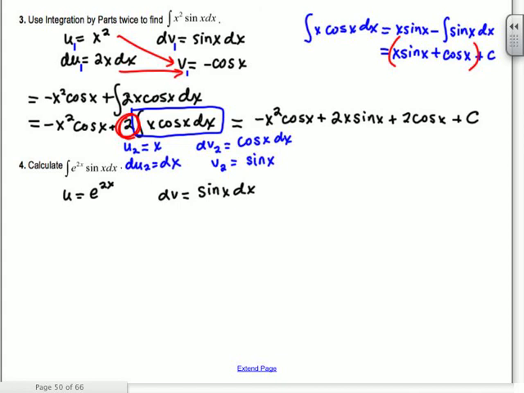And you'll see the trick on these ones. So du is e to the 2x times 2, so 2 e to the 2x dx. V, so what do you take the derivative of to get sine out? Negative cosine, yeah.